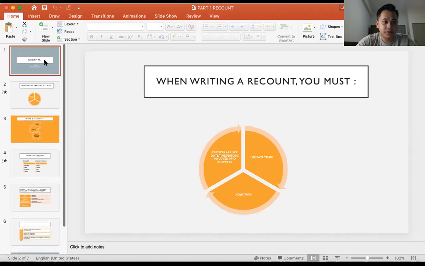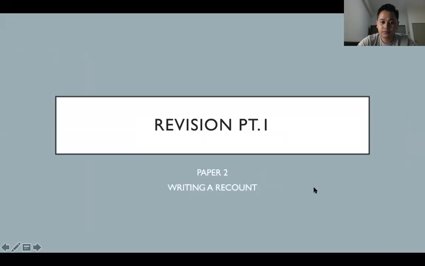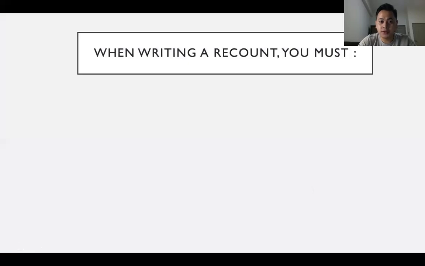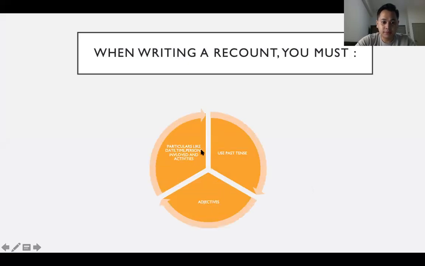So when writing a recount, I would consider three important ideas that you must bear in mind. The first one is you must always use past tense. This is very important because everything that you want to describe must be in the past. Those events have already happened yesterday, or two weeks ago or something. So verbs must be converted to past tense.